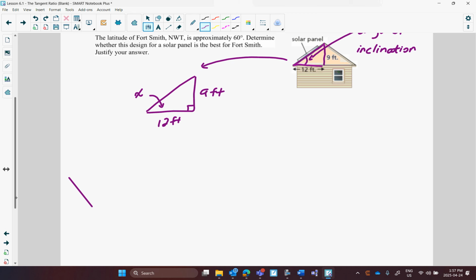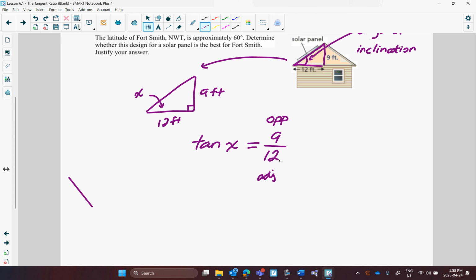Well, what are we going to start with? Tan, that starts our equation. Tan of the angle, right? Well, what's the angle in this case? X equals the side opposite angle X, which is what number? 9, over the side adjacent to angle X, which is 12. There's our equation.